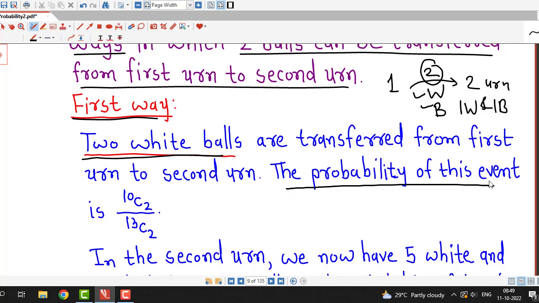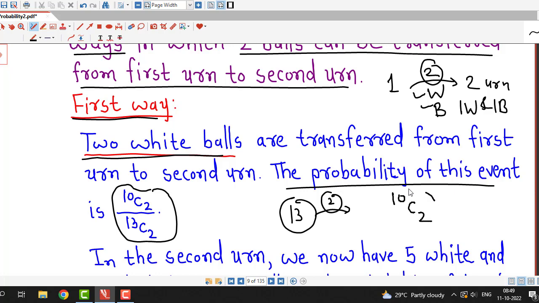The probability of this event, that is the probability of 2 white balls from the first urn, is 10C2 divided by 13C2. There are a total of 13 balls in the first urn. We are selecting 2 balls out of 13 balls. So the total number of outcomes is 13C2, and out of those, the number of outcomes in favor of white balls is 10C2 because there are 10 white balls.